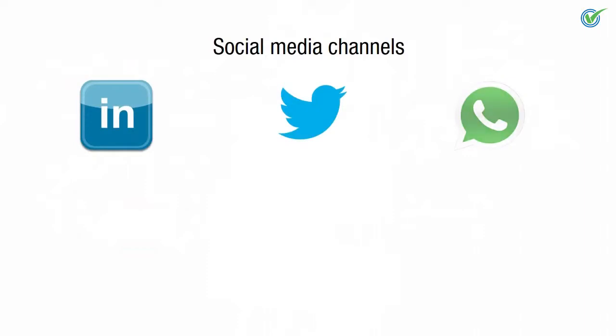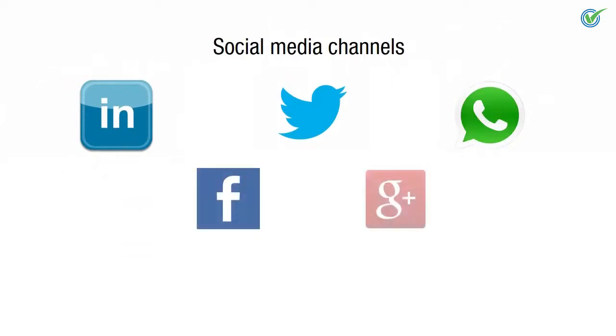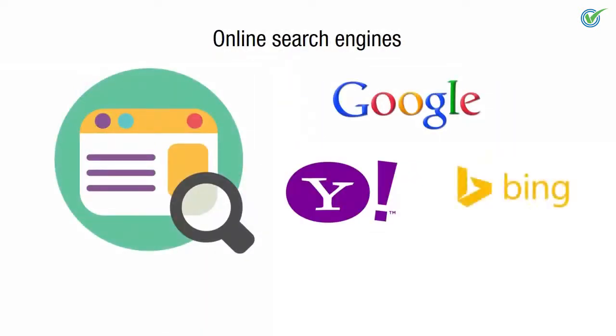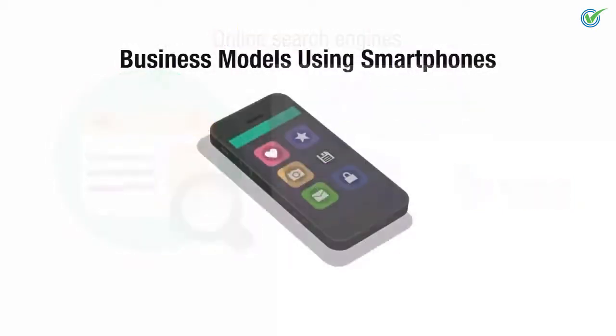Social media channels such as LinkedIn, Twitter, WhatsApp, Facebook, and Google+ have significantly changed the way in which people communicate with each other. Online search engines such as Google, Yahoo, and Bing make it easy to find information and locate businesses globally. Business models using smartphones.